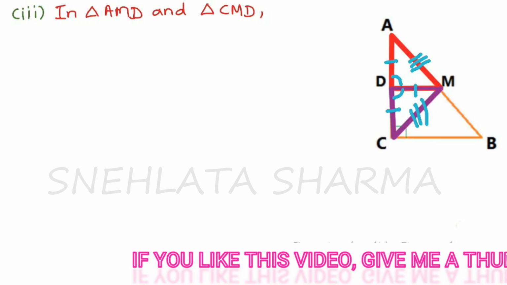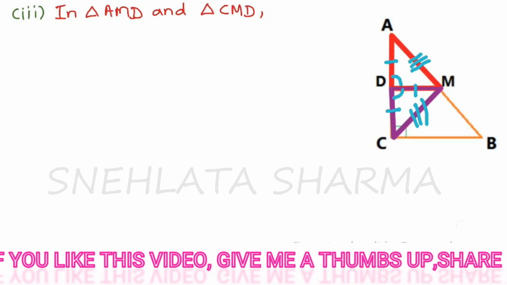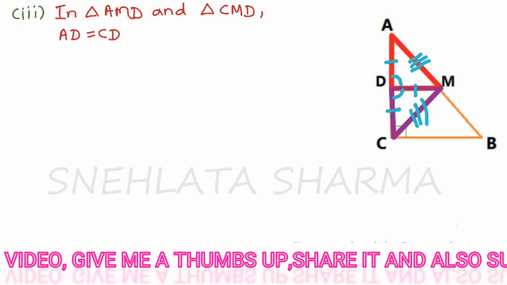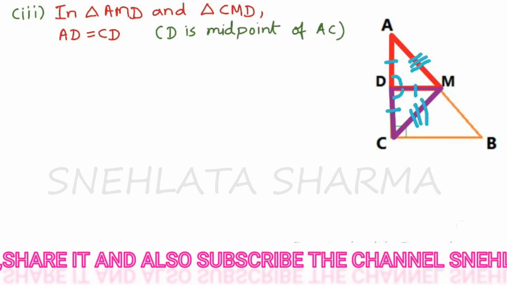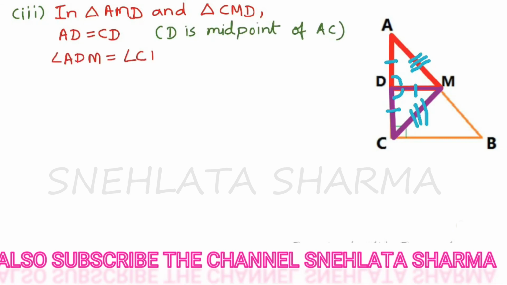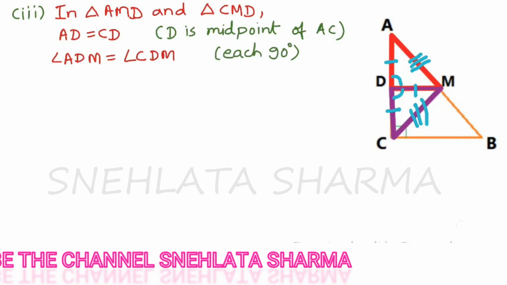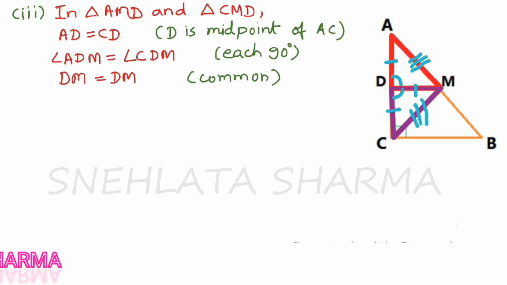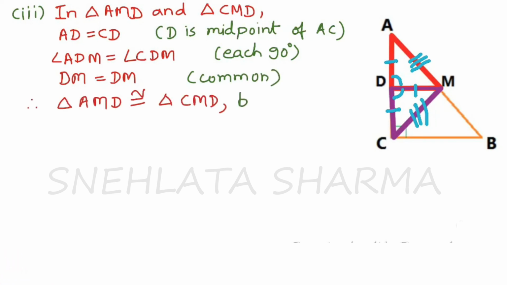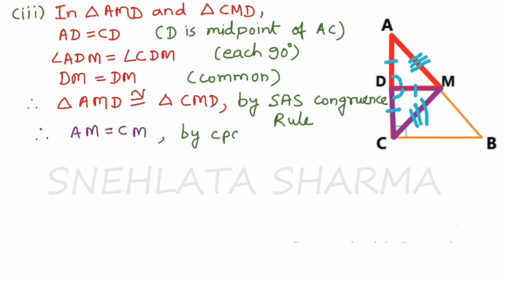Let's write this. In triangle AMD and CMD, we have AD is equal to CD because D is midpoint of side AC. Also, angle ADM is equal to angle CDM, each 90 degrees. DM is equal to DM, this is common. Thus, triangle AMD is congruent to triangle CMD by SAS congruence rule. Therefore, AM is equal to CM by CPCT.